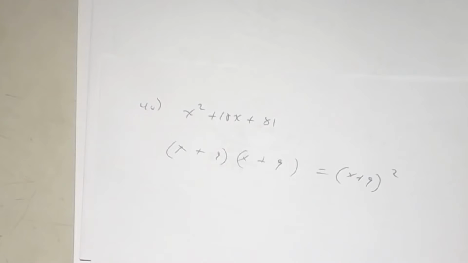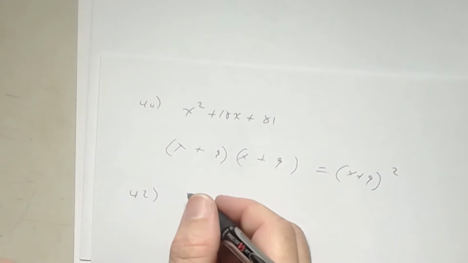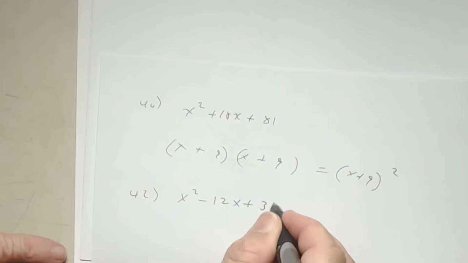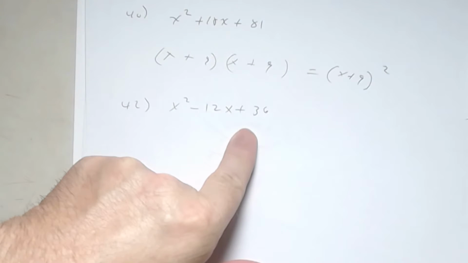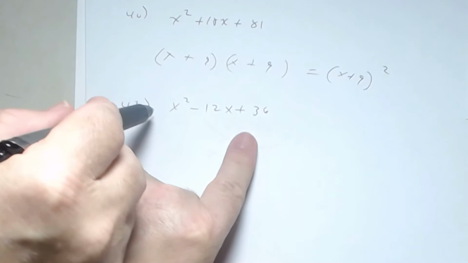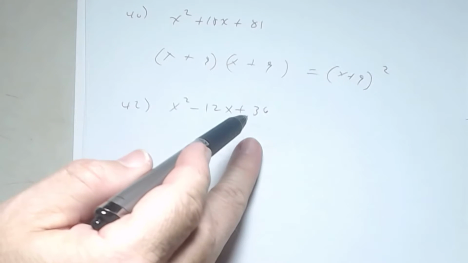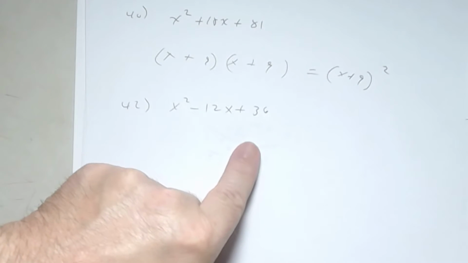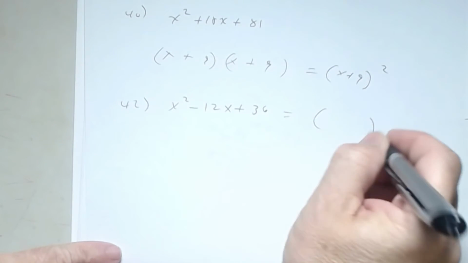All right, same thing with this one. This is 42. And let's see if we can determine that it is a perfect square trinomial. x squared minus 12x plus 36. So can you tell if it's a perfect square? Yes, because 36 is a perfect square. And that's an x squared, that's a 1. The square root of 1 is 1. 1 times, what's the square root of 36? 6. 1 times 6 is 6. Double it, I get what? 12.